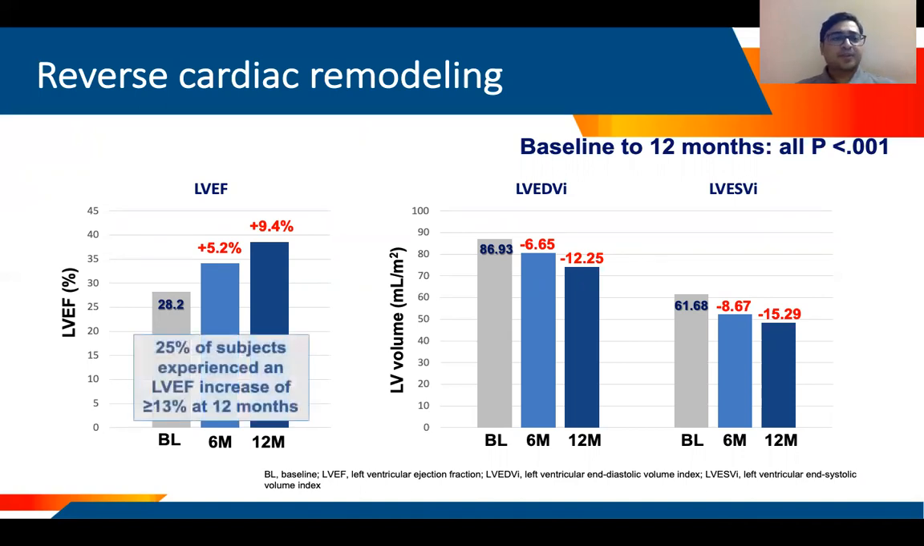From the analysis, 25% of the subjects experienced an increase in LVEF of 13% at 12 months. That's a very significant number, because if you go by the MADIT-CRT trial, we see almost 15% or more improvement at the same level. So ARNI is a wonderful drug which can improve the LV remodeling process and ultimately have a significant impact on the outcome of patients suffering from heart failure.